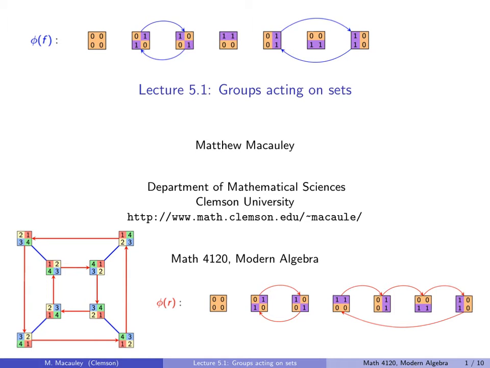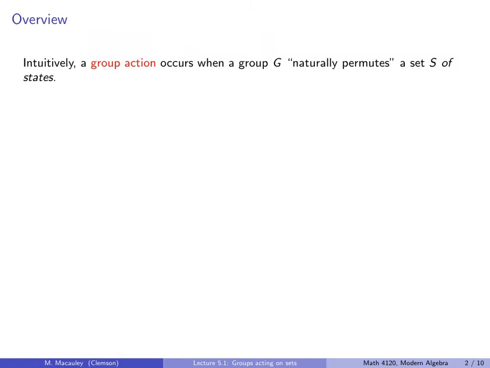Welcome to Lecture 5.1, Groups Acting on Sets. This series of lectures is all about the concept of a group action. Intuitively, a group action occurs when a group G naturally permutes a set S of states. And we'll see shortly what this "naturally permutes" means in formal mathematical terms.